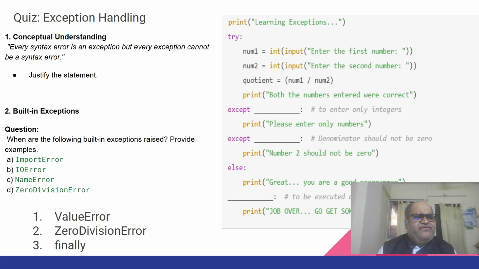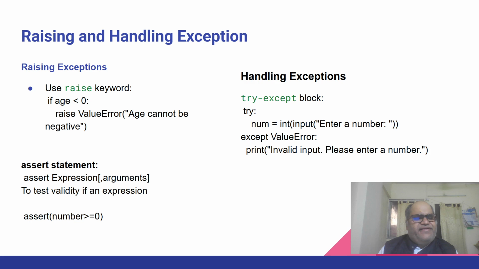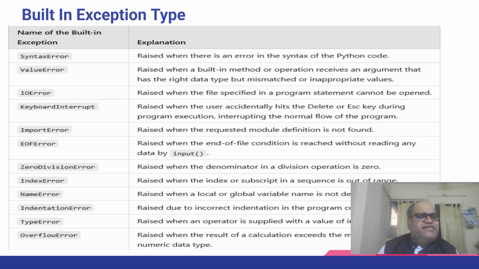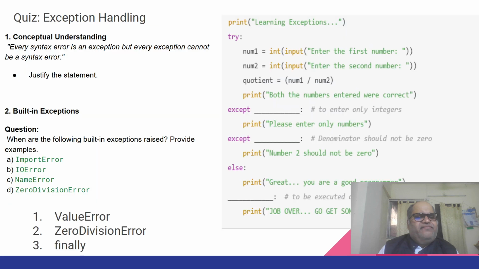Let's quickly go through a quiz on exception handling. Let's look at one question, taken from your textbook. Every syntax error is an exception, but every exception can't be a syntax error. Justify the statement. True, right? Whenever there is a syntax error, it will raise an exception, and the exception it will raise is syntax error, the first one. But every exception can't be a syntax error, because it could be an IO error, it could be a value error, it could be division by 0, it could be index error, a lot of other things.